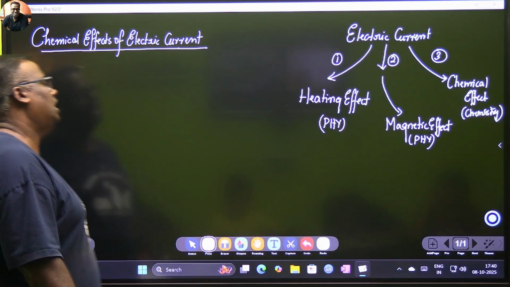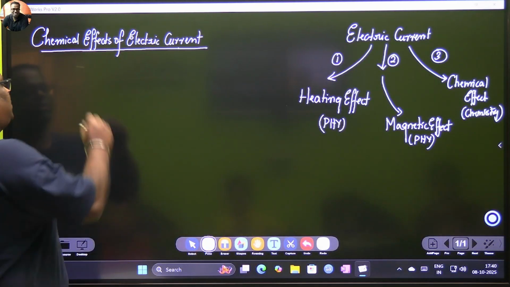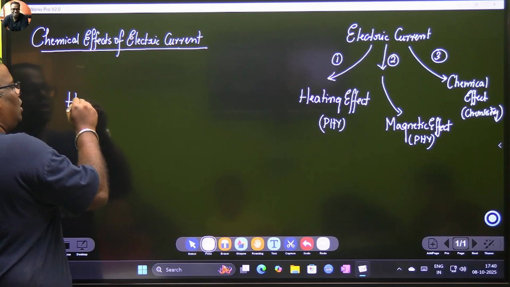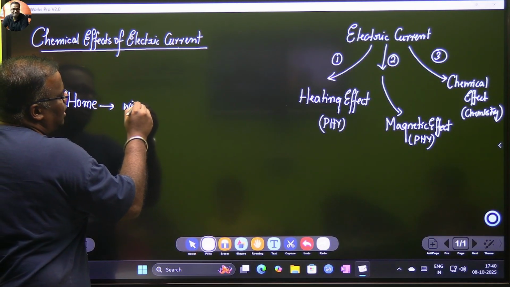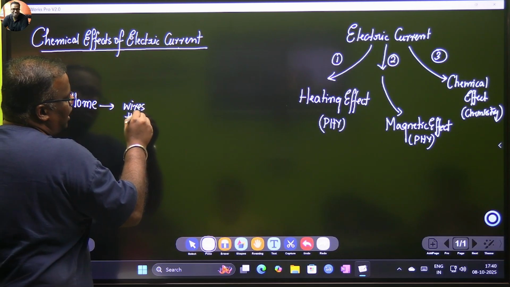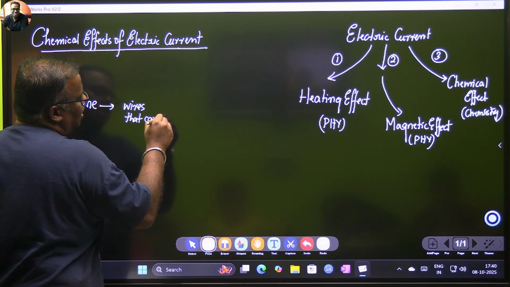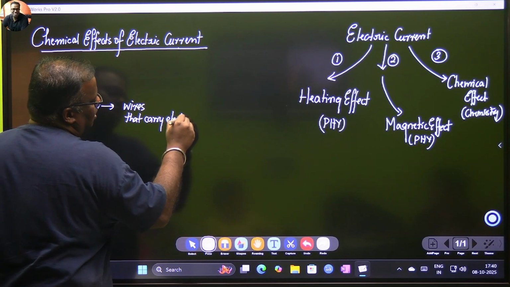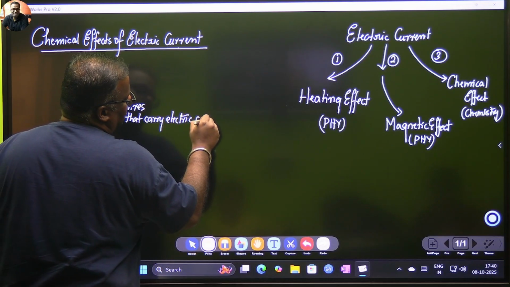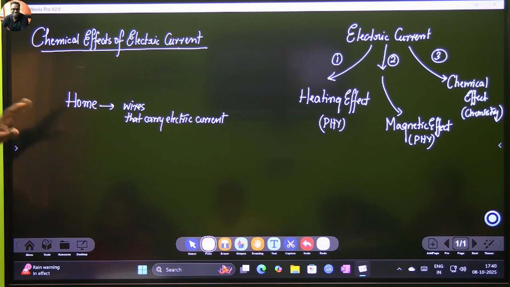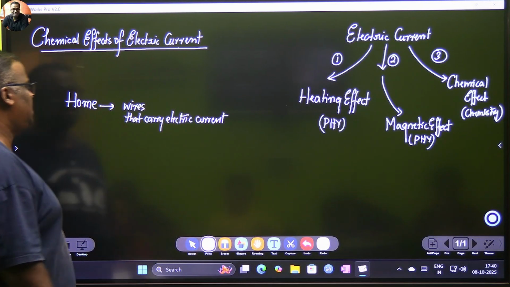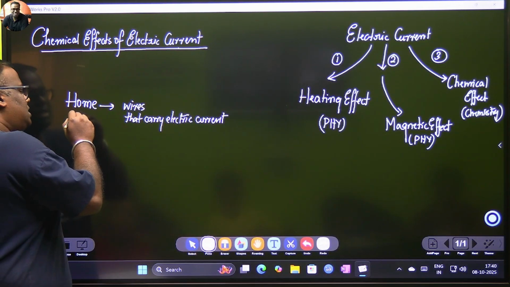Okay, now let's understand something more. Let's look at our home and the wires that carry electric current. Try and understand. Let's say we stepped into our home, and I'm giving my own example.